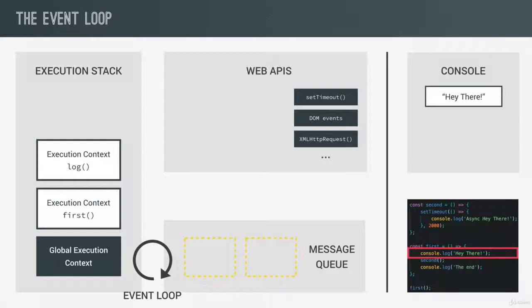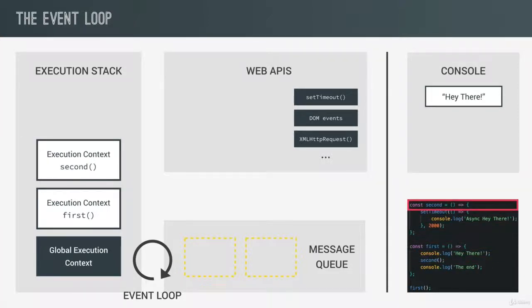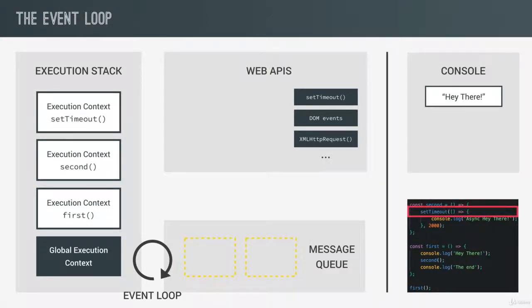Then the function returns and the execution context pops off the stack. Moving on to the second function, a new execution context is created, and in the next line, the setTimeout function is called, which causes yet another execution context to be created. Now, before we move on, where does this setTimeout function actually come from?